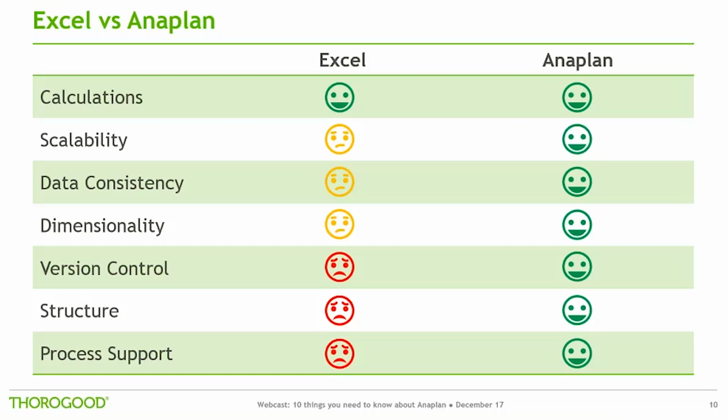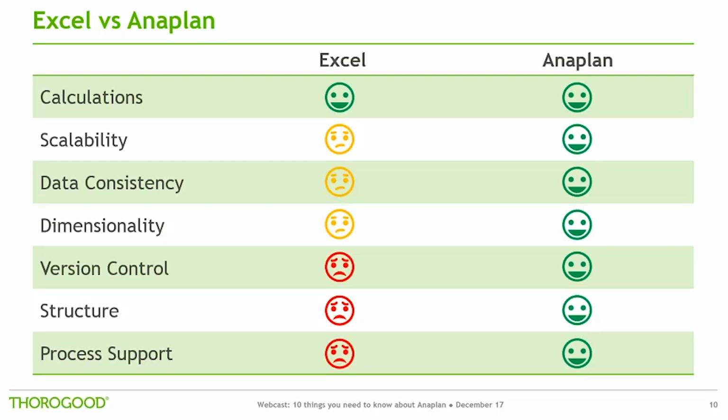Version control is where my face gets very sad for Excel, because you have to just rename your sheets. So you have spreadsheet version 1, version 2, version 20, and comparing those versions requires quite a lot of effort. In Anaplan, you can actually make a version or scenario into a dimension, which enables some really easy what-if analysis that I will show later in the demo.